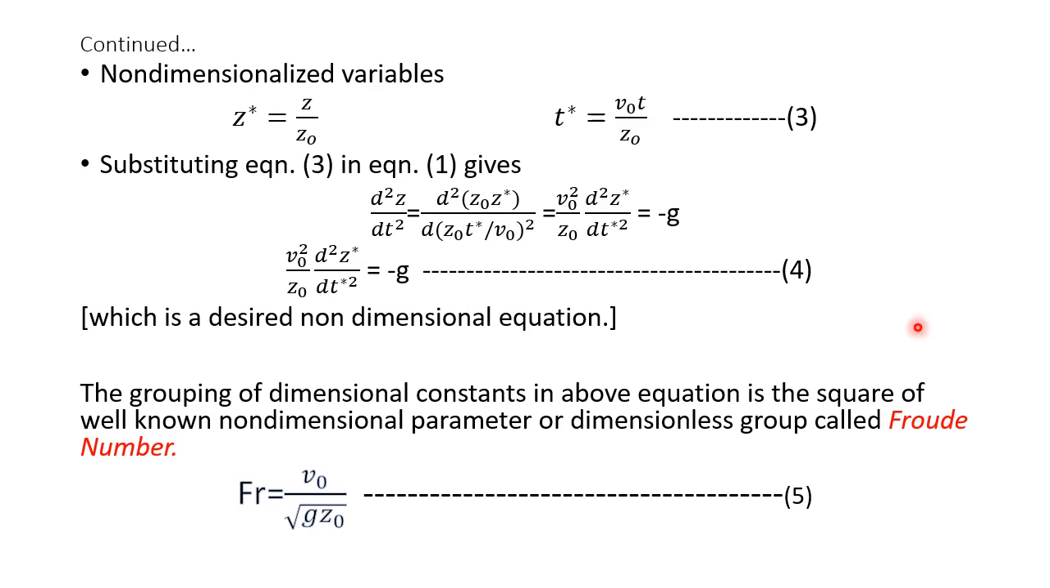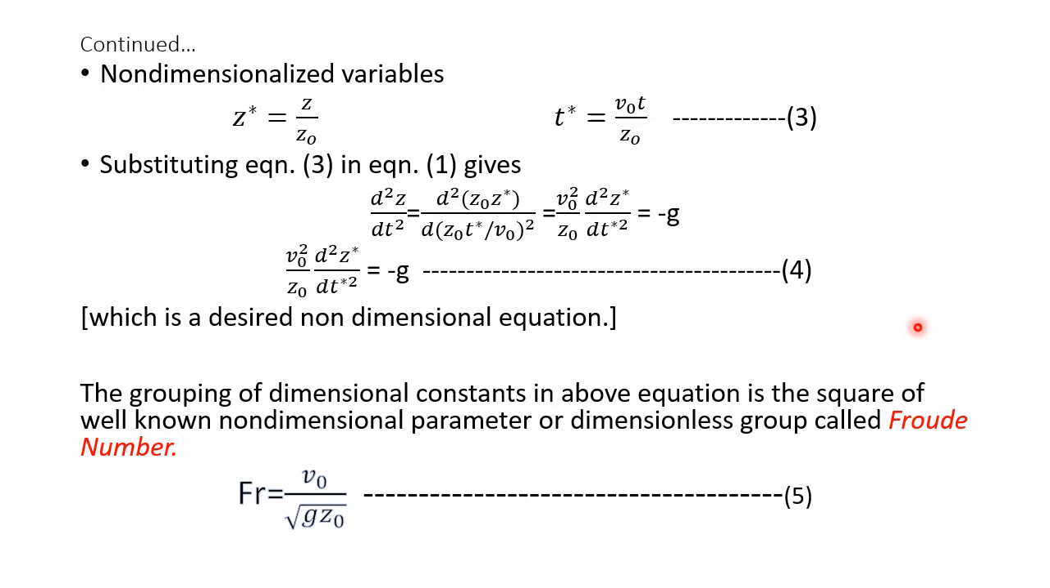z and t are dimensional variables. Dimensional variables means those that vary in the problem. So out of the 5 parameters the only variables are z and t, and the remaining 3, that is z0, v0 and g, are constants. Now we need to non-dimensionalize this z and t.